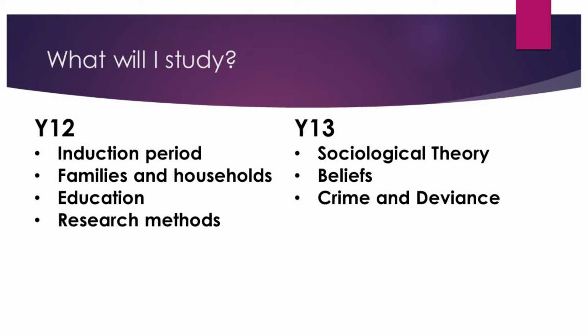Then in year 13 we look at sociological theory in more depth, looking at postmodernism, and looking at Marxism at a greater depth than we've done in year 12. We then look at beliefs, which is basically religion. So looking at new religious movements, looking at what's happening to traditional religions, and looking at the impact of religion and religious belief on society. And then lastly, we look at crime and deviance.